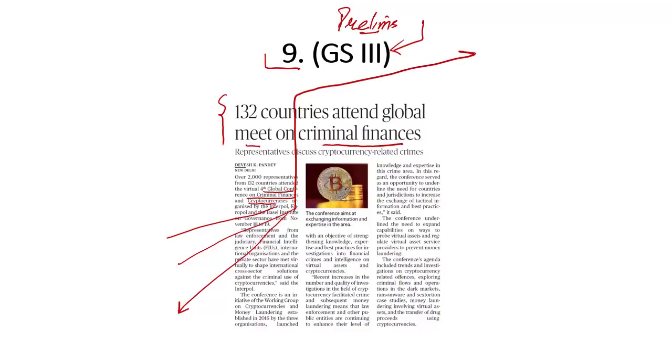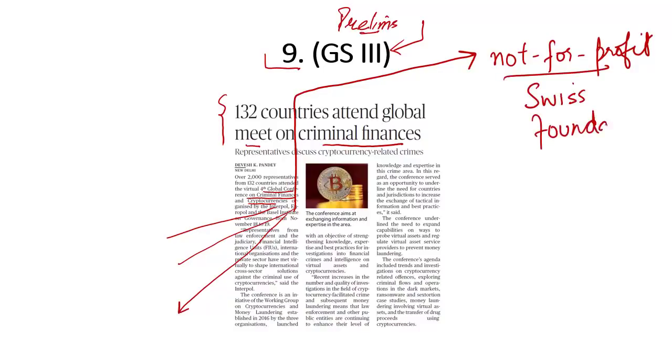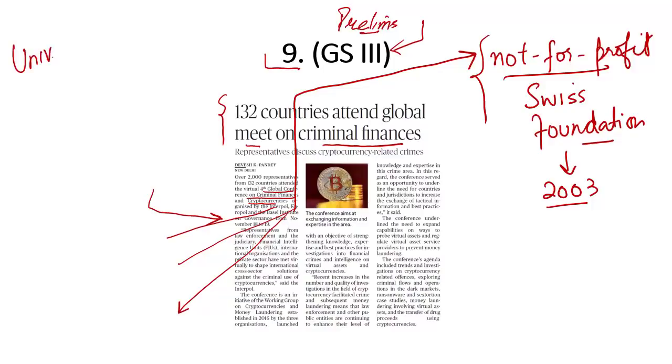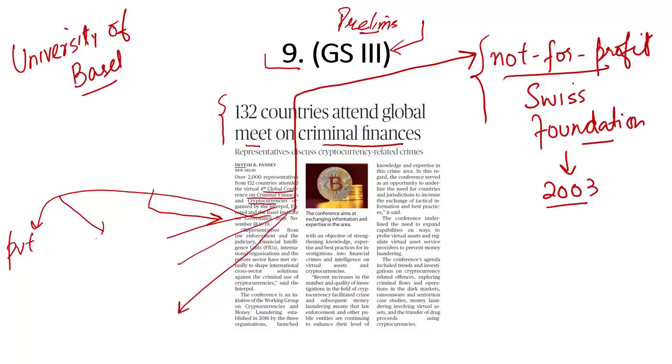Now let's look at what this Basel Institute on Governance is, which can be relevant for your prelims examination. It is basically a not-for-profit organization, or should we say a not-for-profit Swiss foundation. It's based in Switzerland and it was established in the year 2003. Very important for your prelims examination. This not-for-profit Swiss foundation is an institute associated with the University of Basel. This organization primarily deals with both private players as well as governments and public organizations.